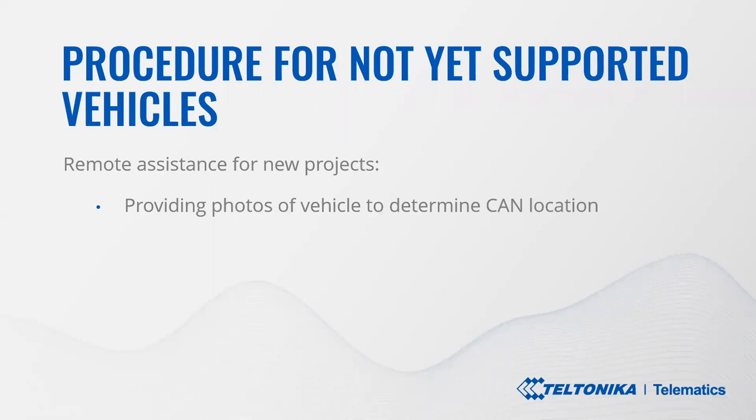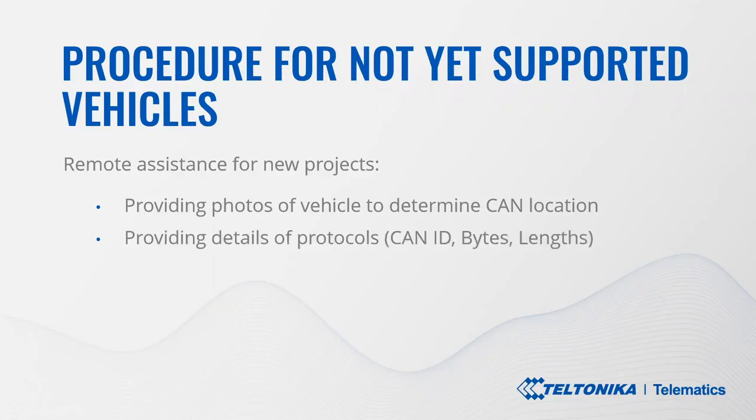Also useful are photos of the interior electronics and multimedia systems, and photos of the vehicle model itself. This information is very useful for us to define and conclude what exact model we have to check. In case we are not able to check, we can at least suggest the possible location for the CAN line.